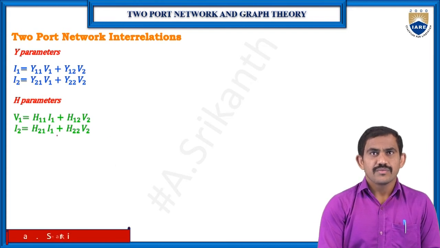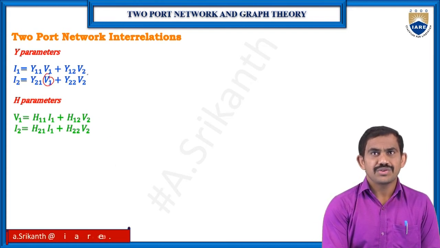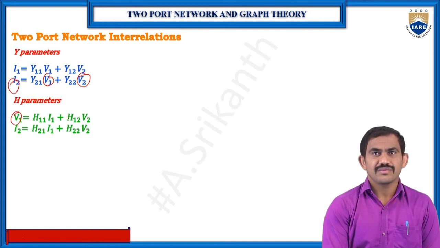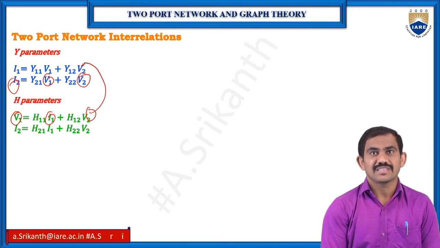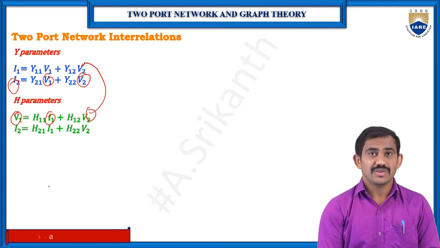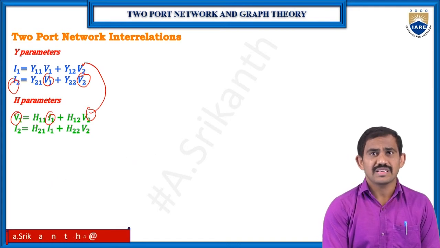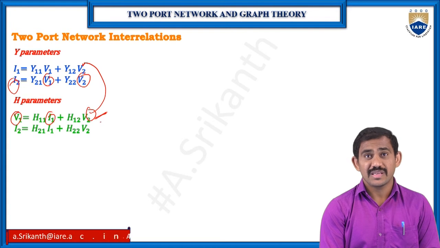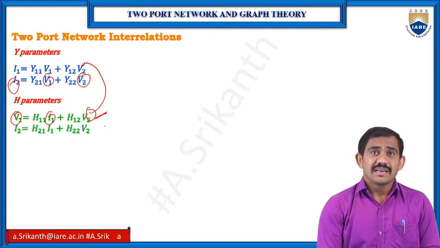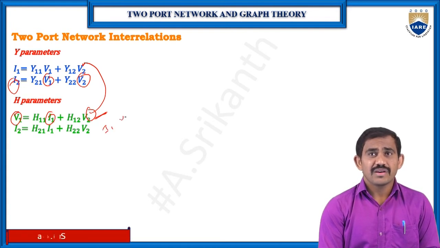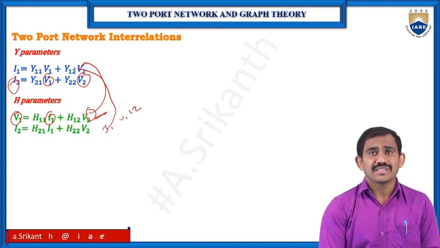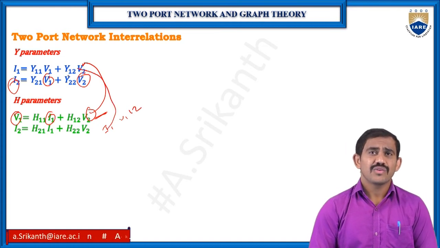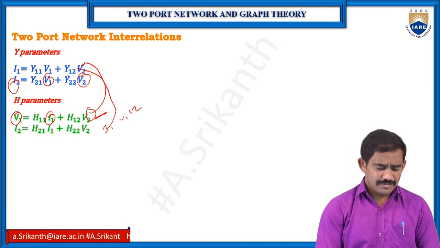So here V1 is there, V2 is there, I2 is there. So V1, V2, I1. If you compare with the first equation, from this V1 equation, we'll get I1 in form of V1 and V2. Then compare with this equation, we have Y11 value, Y21 value.